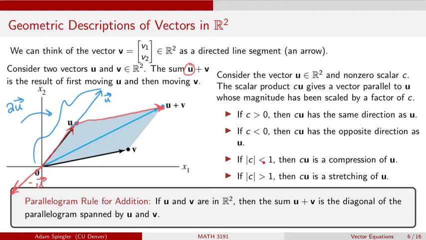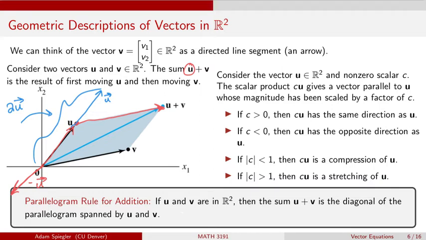So if the absolute value of c is less than 1, then the vector u, when I multiply by this scalar, is going to get shorter in magnitude. So we're going to call that a compression. And if this scalar c happens to be larger than 1, then we're going to wind up with a vector whose magnitude is larger. So that's going to be a stretching of the vector u.